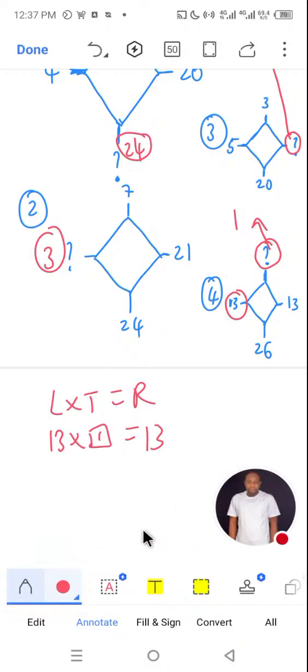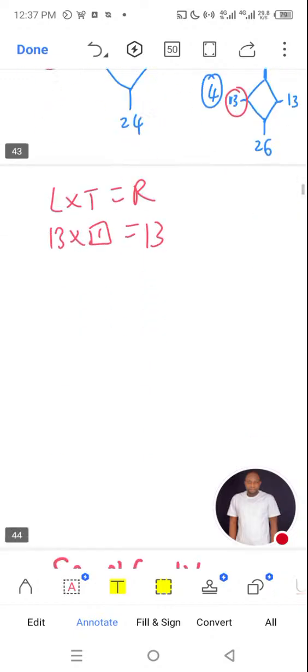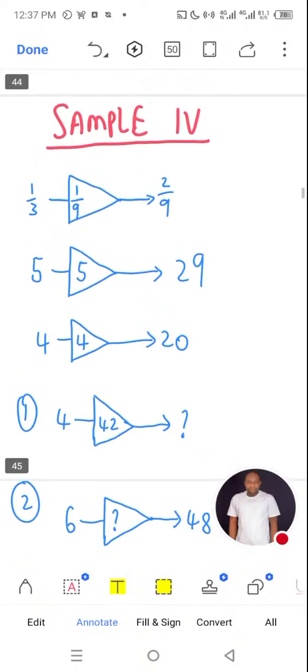I hope for this other sample, you will engage and participate, because that's the essence of doing this, to make you better with your thinking and sharpen your reasoning skills. Let's go to the next sample. Everybody, put on your thinking cap and let's get this properly done.